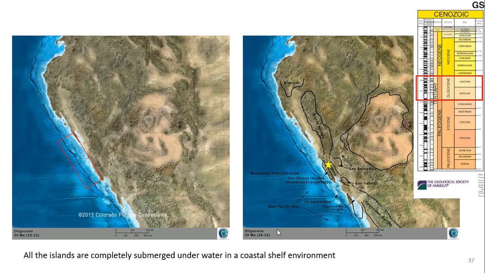And if we step back even further to the Oligocene, about 30 million years ago, you can see that all the islands are completely submerged underwater. And this is very much like a coastal shelf environment going on.